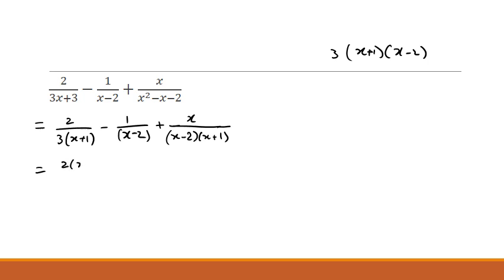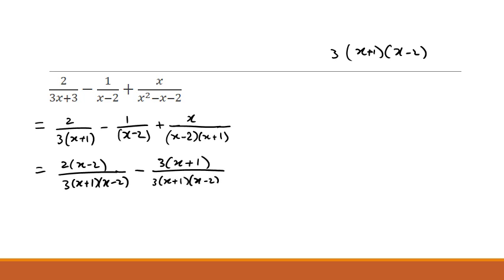The first one is missing an x minus 2, so we're going to multiply x minus 2 on the top. The second one, we're missing a 3 and x plus 1. And the third one, we're missing a 3, so we're going to multiply 3. Now remember, with fractions, you always multiply the top and the bottom when you're trying to add the fractions to make them the same. So make sure you don't forget to do that.